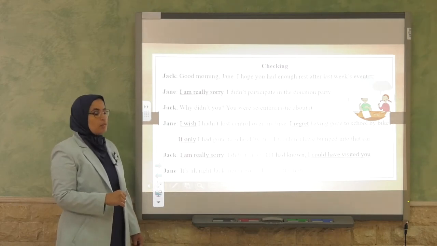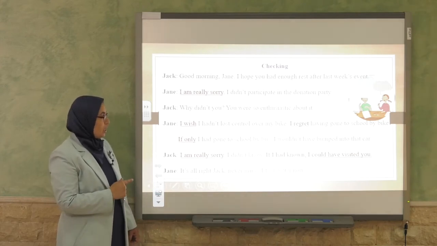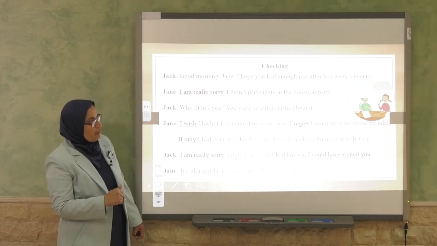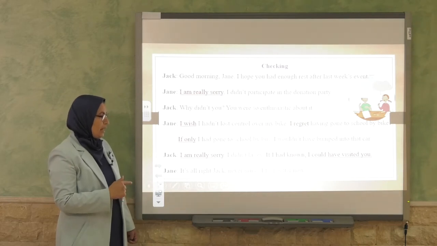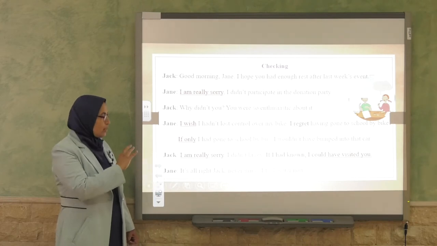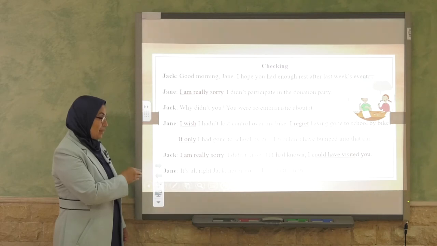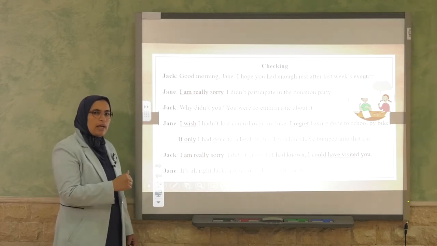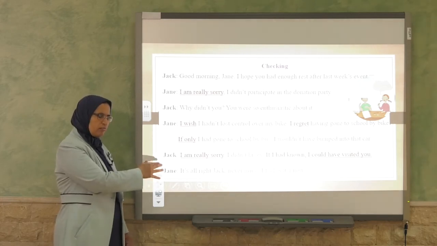So, expression number one, I am really sorry. Number two, I wish. I regret having gone to school by bike. If only I had gone to school by bus. Look at the structure. Look at what follows the expression of regret. And the last one is, I'm really sorry, and if I had known. If I had known. Does this remind you of anything? If? Okay.